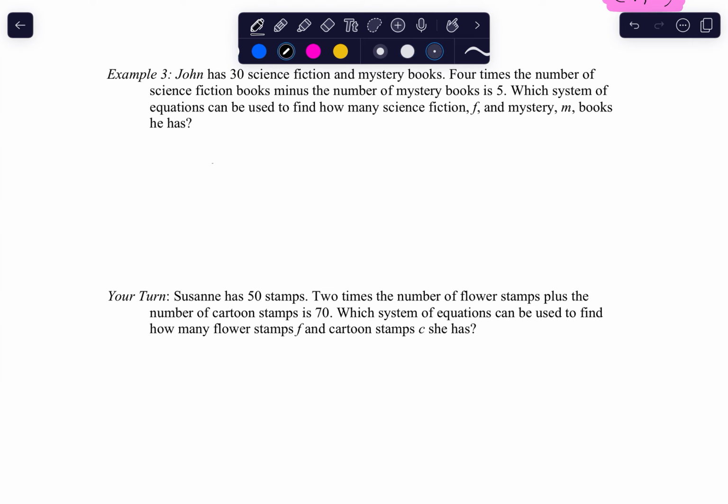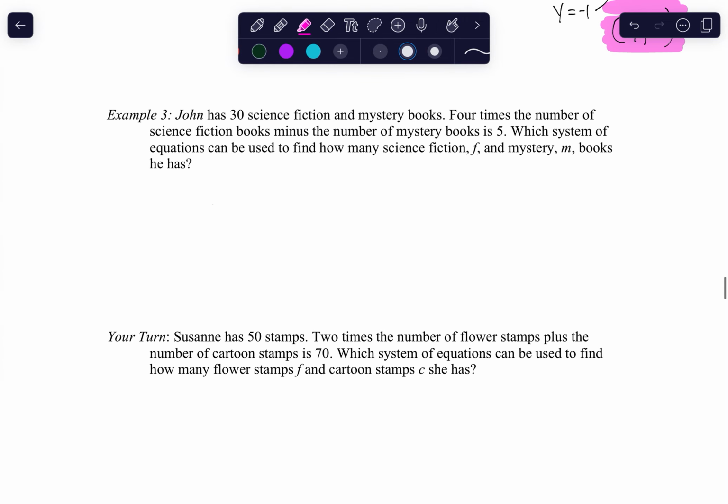All right, so it says John has 30 science fiction and mystery books. 4 times the number of science fiction books minus the number of mystery books is 5. Which system of equations can be used to find how many science fiction, F, and mystery, M, books he has? So I see a couple things here. He has 30 books total. Okay, science fiction, which they said was F, and mystery, which they said was M. So that's my first equation. F plus M equals 30. He has 30 total books.